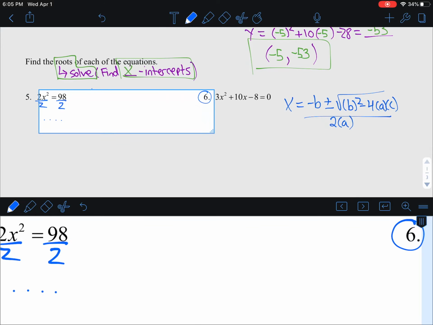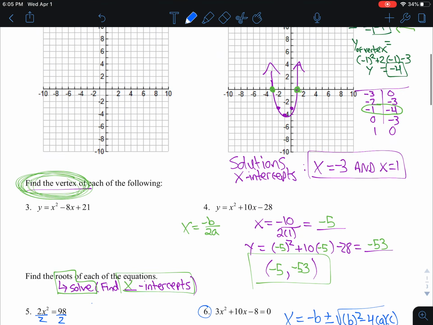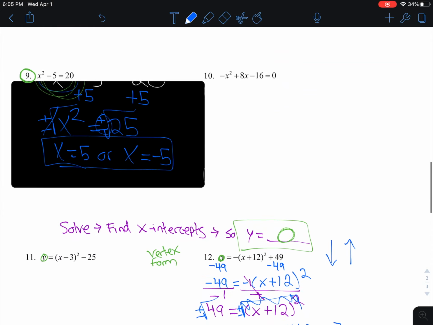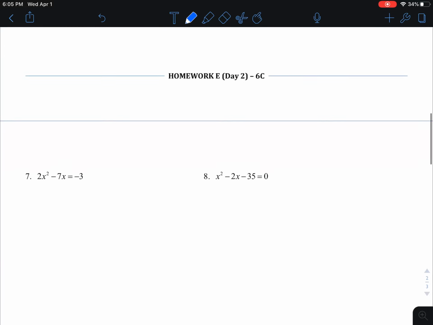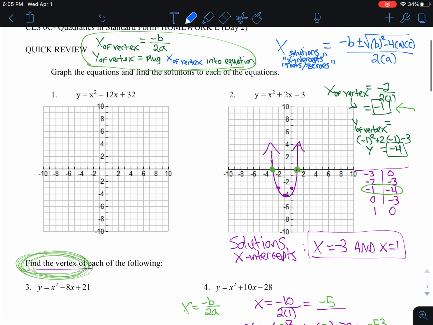But anyways, again, this is like a review of a lot of stuff here: graphing, solving, and vertex form, solving vertex form. So it's a really important homework assignment for you to do. Again, please ask questions because stuff is going to start getting mixed together. So it's really important that you make sure you're understanding what you need to do in each question. All right, thank you.